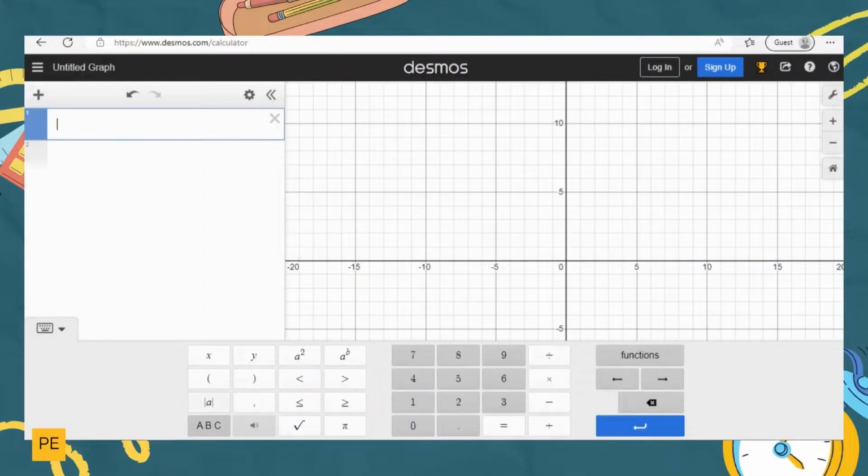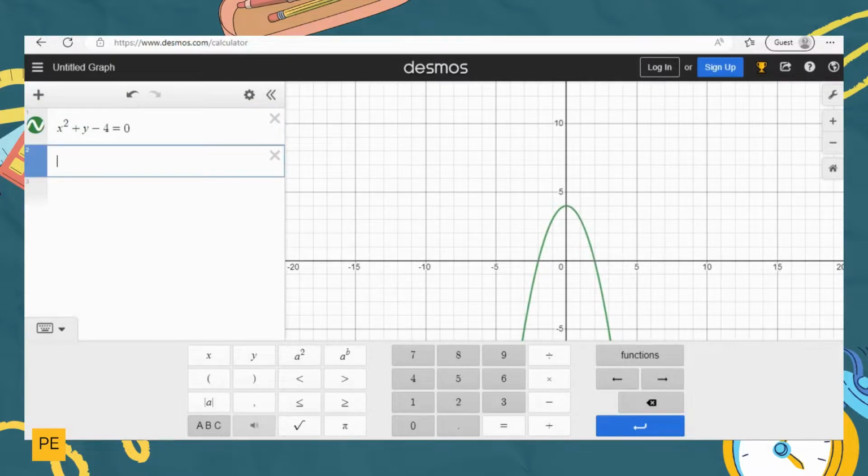Now, as you can see, we will graph those equations. So x squared plus y minus 4 is equal to 0 will show a graph of a parabola, while 2x plus y minus 1 is equal to 0 shows a line. Now, we can see the visual graph of what our two equations would look like. So with this, we will proceed to solving the system of nonlinear equations.